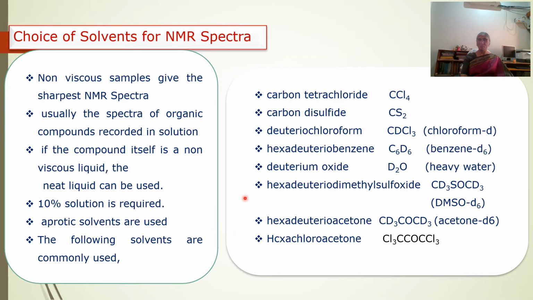The solvents available are carbon tetrachloride, carbon disulfide, deuterated chloroform, deuterated benzene, heavy water, deuterated dimethyl sulfoxide, deuterated acetone, and hexachloroacetone. We can use a neat sample also, provided that the sample is non-viscous, because non-viscous samples give sharp peaks. If the sample is viscous, then it has to be diluted with any of the solvents.